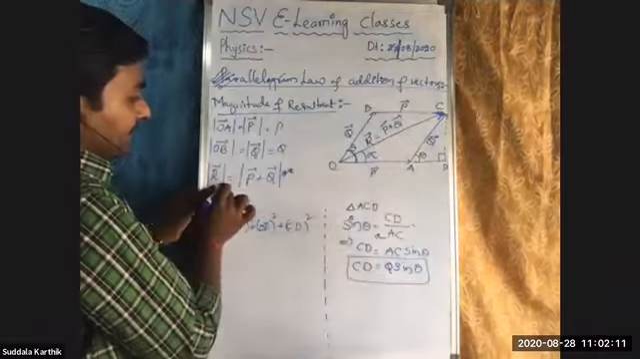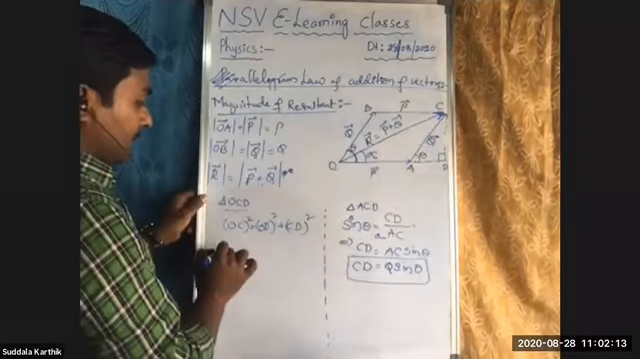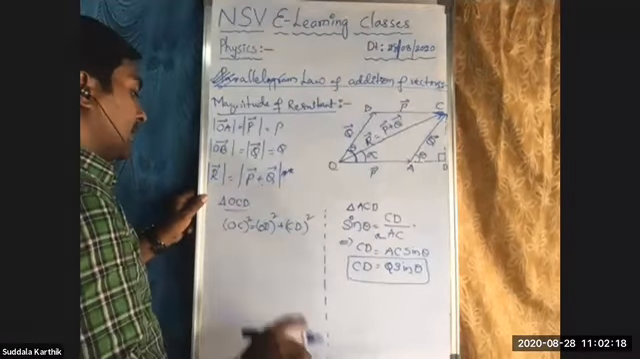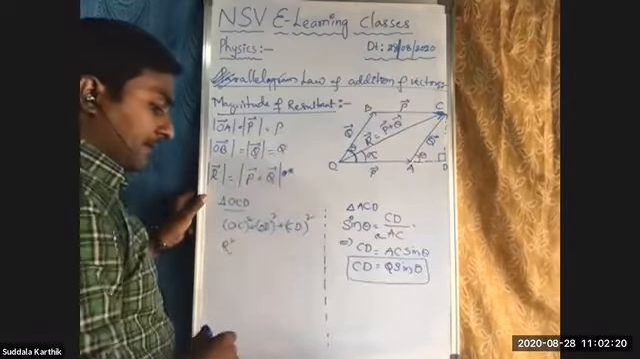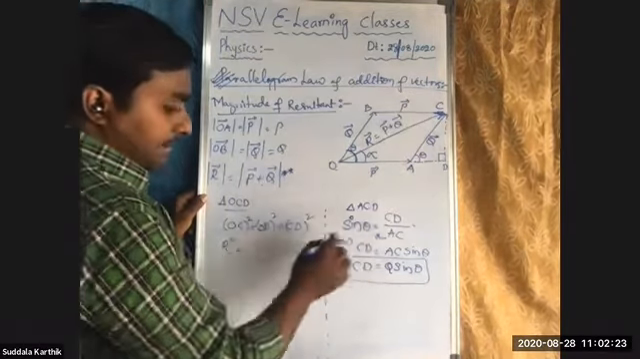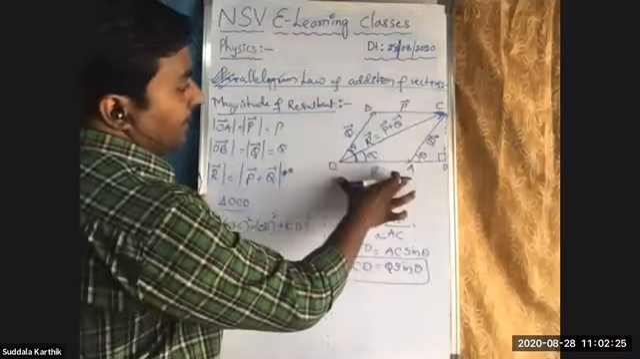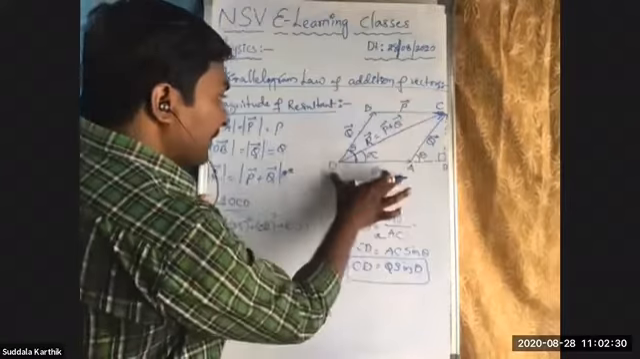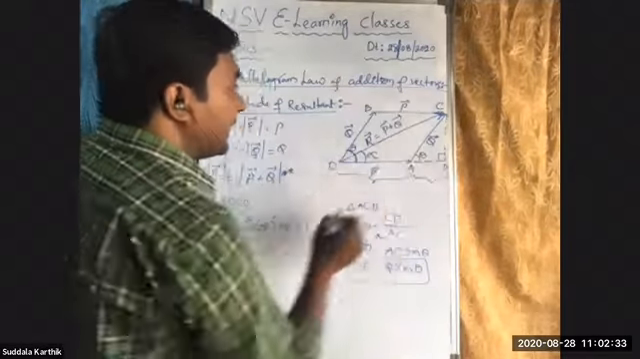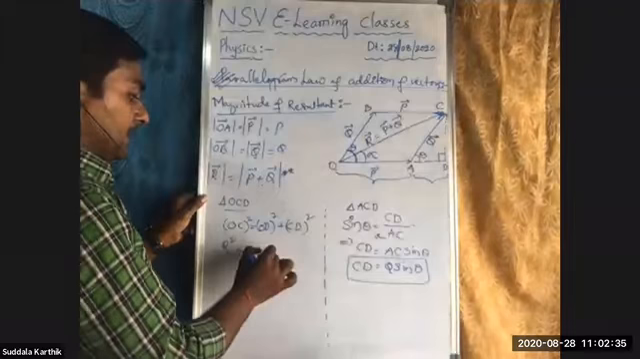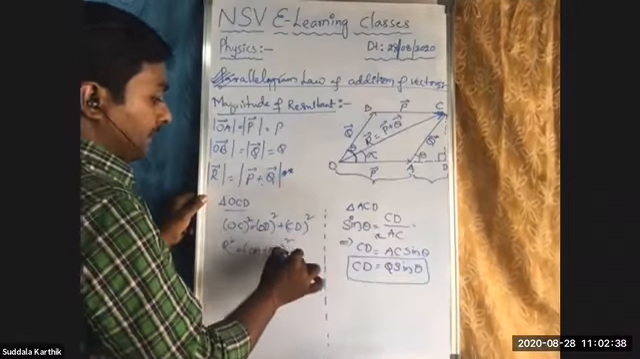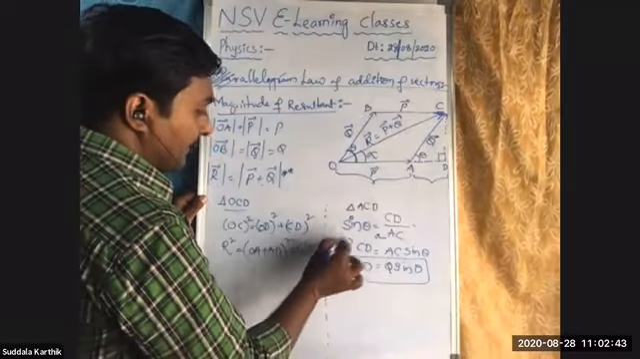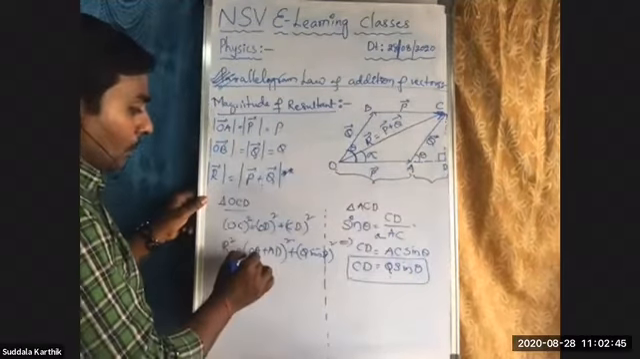The magnitude of that vector is this one. So magnitude of R bar whole square, I am writing simply as R square. That is equal to OD, the magnitude of this one. OD is nothing but OA plus AD, whole square, plus CD, which I have calculated as Q sin theta, whole square.